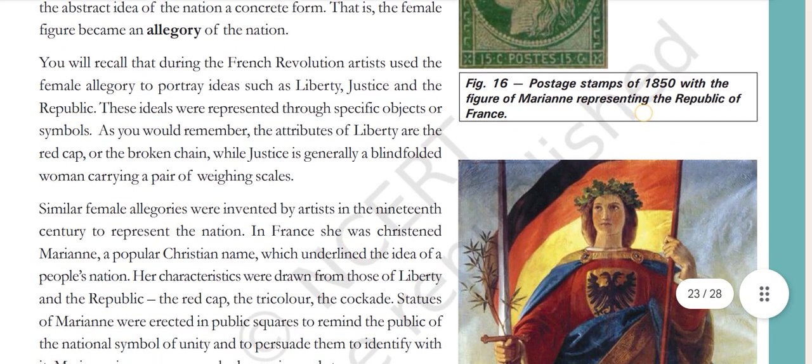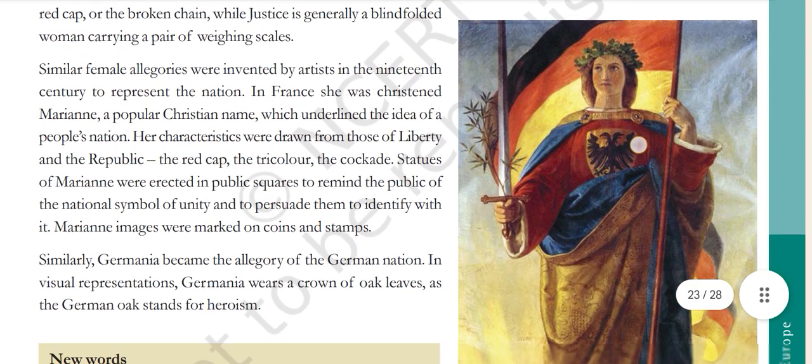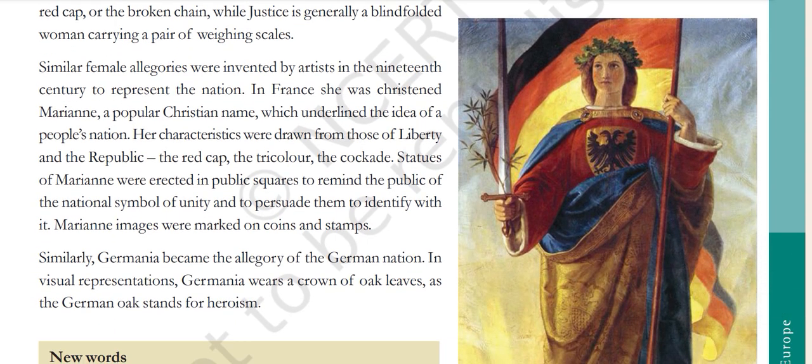You will recall that during the French Revolution, artists used the female allegory to portray ideas such as liberty, justice, and the republic. These ideals were represented through specific objects or symbols. As you would remember, the attributes of liberty are the red cap or the broken chain, while justice is generally a blindfolded woman carrying a pair of weighing scales. Similar female allegories were invented by artists in the 19th century to represent the nation.